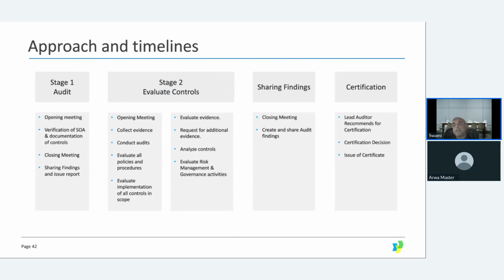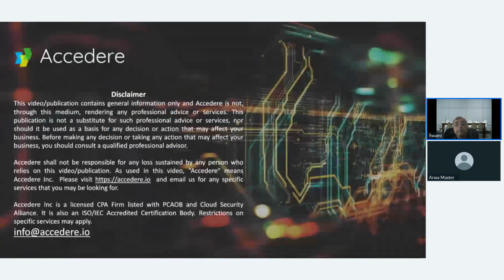The lead auditor will then recommend for the certification, and then the certification decision is taken along with the certification committee in the certification body, and also with the accreditation body. And then after that, the certificate will be issued. This is the approach that we will be following for getting an external certification on ISO 22301:2019 business continuity management system.